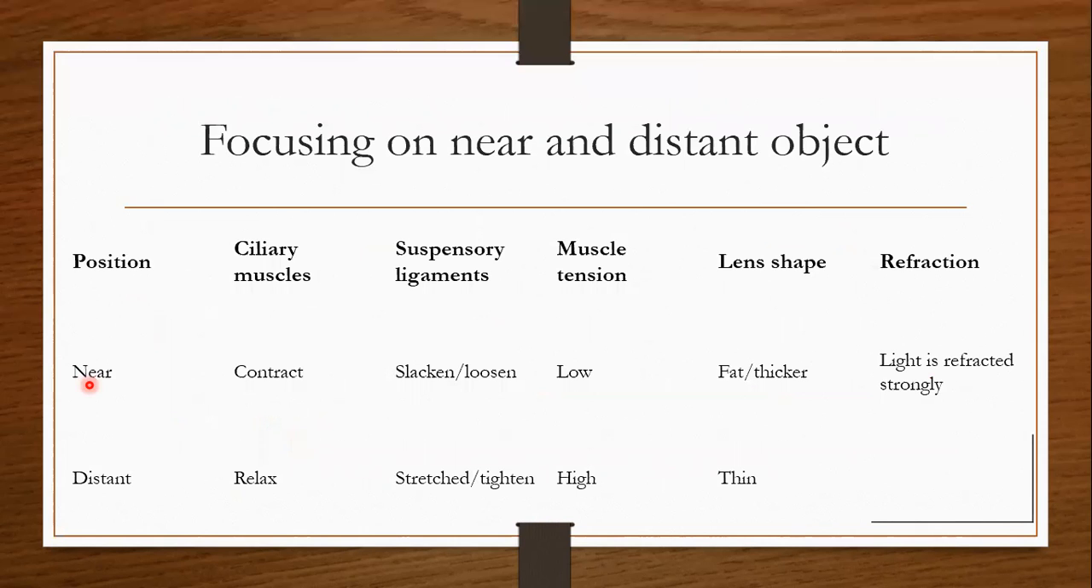Okay, so when you have to focus on a near object, ciliary muscles contract, suspensory ligaments slacken, muscle tension is low, and the lens becomes thicker. It becomes thinner when you have to focus on a distant object due to relaxing ciliary muscles and stretched suspensory ligaments.